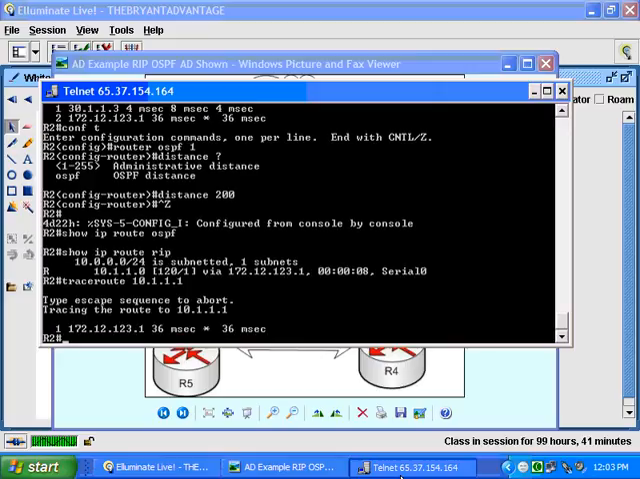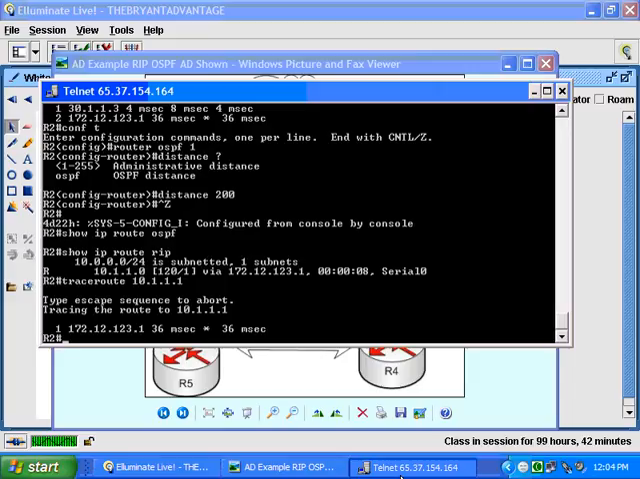172.12.123.1. That's how you change the administrative distance of a protocol on a router basis, a global basis, if you will. Because now every OSPF route that router 2 has is going to have an AD of 200. So you got to be careful with that one. And again, you'll learn later, and you can certainly dig into this on your own, you can change the distance of a route instead of the entire protocol.